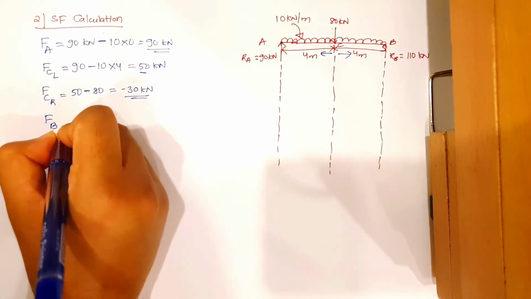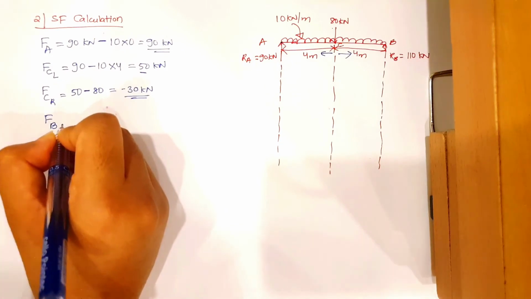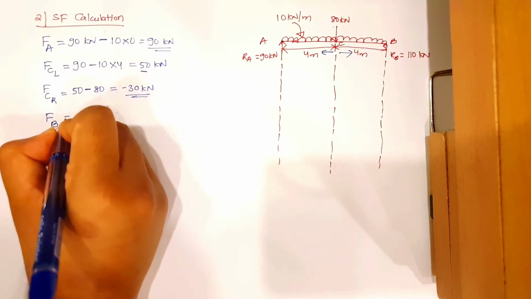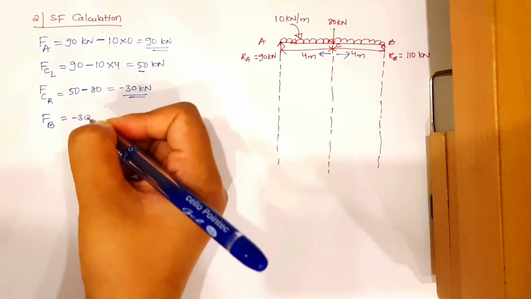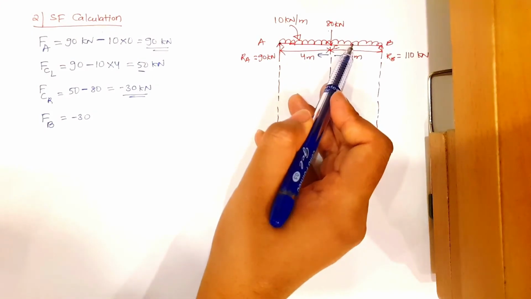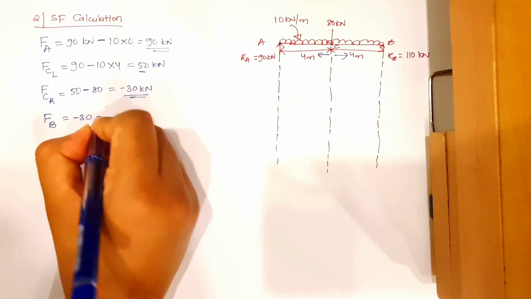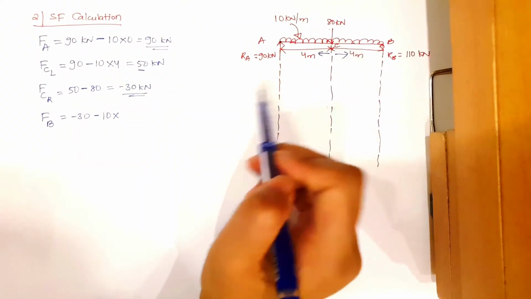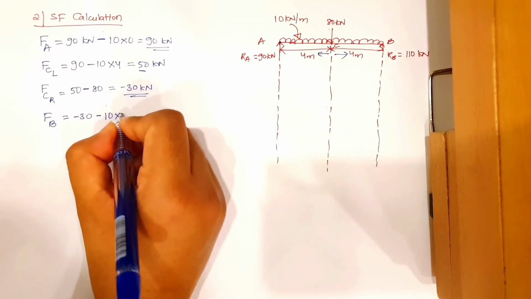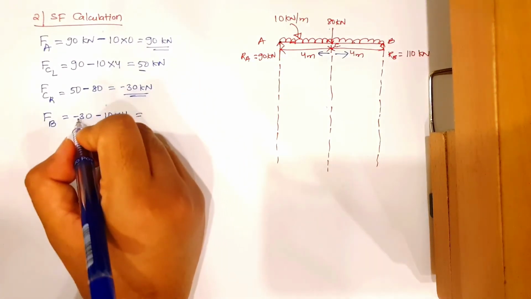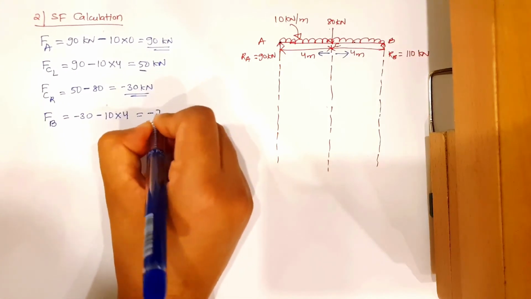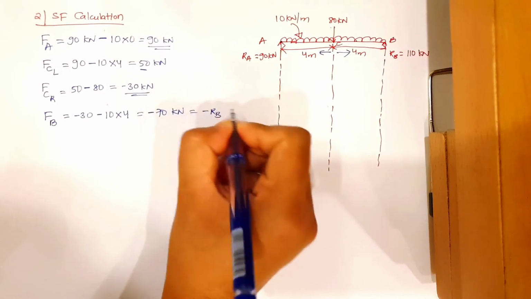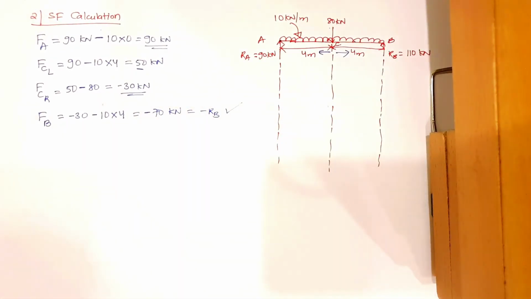Force at B will be equal to minus 30, and then I have a UDL acting here, coming from the top, so minus 10 into the distance it has traveled, 4 meter. So minus 30 minus 40 is equal to minus 70 kilonewton. So this is equal to minus RB. Again, our calculation is right at this point.